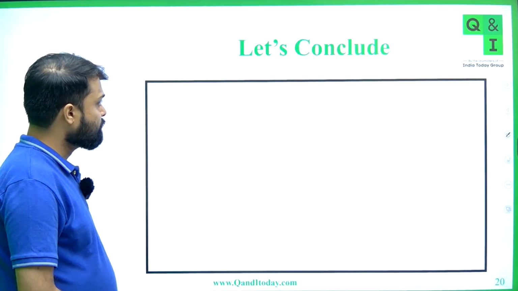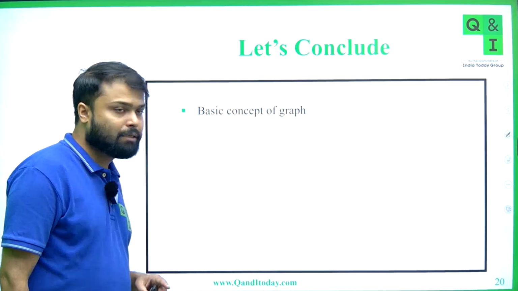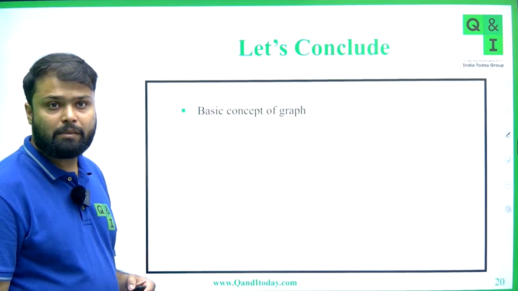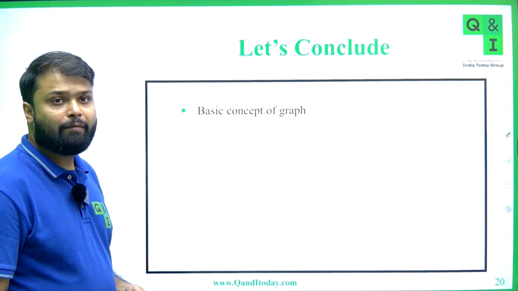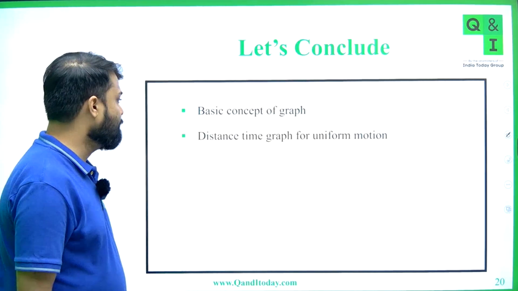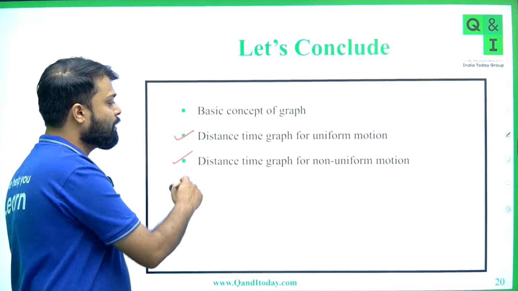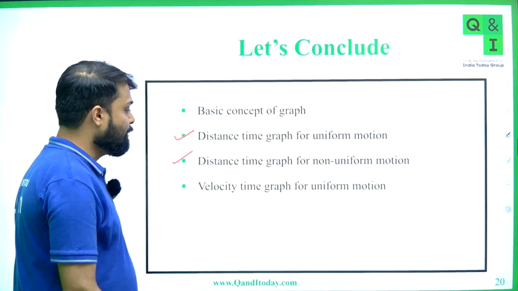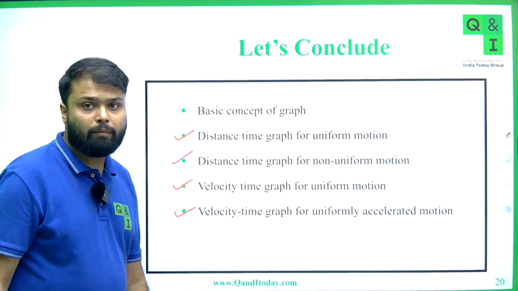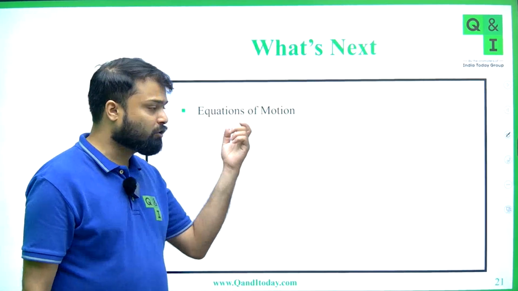Okay. So if we conclude today's lecture, first we studied the basic concept of graph, that is what are dependent and independent variables. Which quantity we generally take on x-axis, which quantity we take on y-axis. Then we saw distance time graph for uniform motion, then distance time graph for non-uniform motion. Then velocity time graph for uniform motion and velocity time graph for non-uniformly accelerated motion. Now in the next class, we will start with the equation of motion.